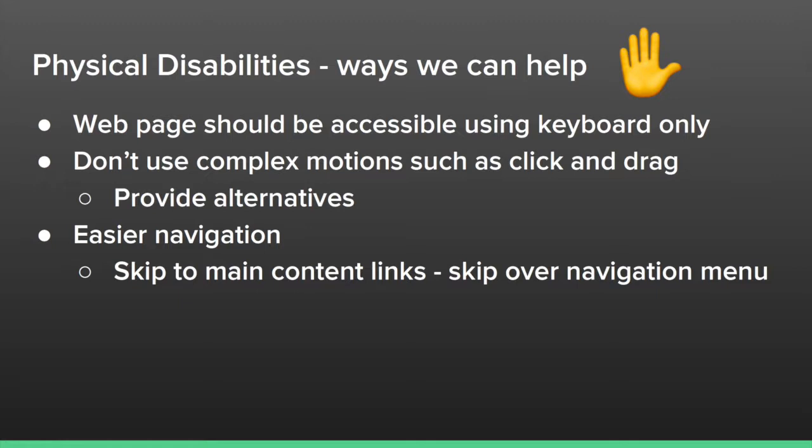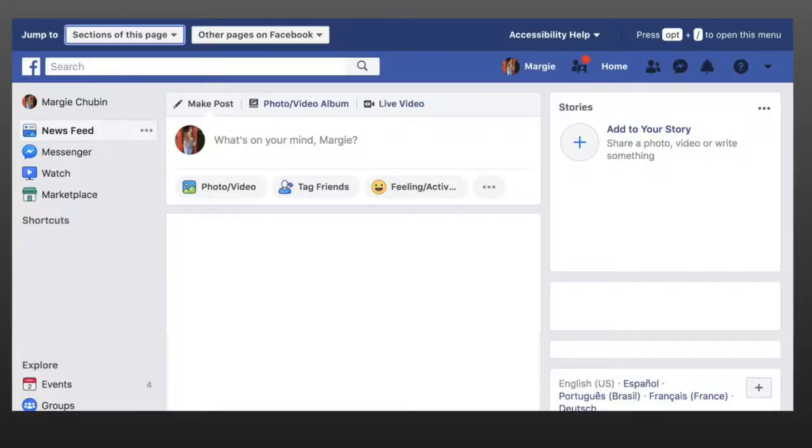The keyboard thing, the web page should be accessible using the keyboard. We don't want to use complicated motions such as clicking and dragging. We want to find alternatives to that, or just provide alternatives like for file dropping. Normally you can use the actual file picker, but you can also click and drag, and I think that's probably a good alternative. And then also we want to make navigation easier. Usually web pages have a lot of content to go through. The navigations are complicated. But we have this thing called a skip to main content link, which will allow a user to skip over the navigation and get right to the content. I have an example here, and it is Facebook, with all my personal stuff removed.